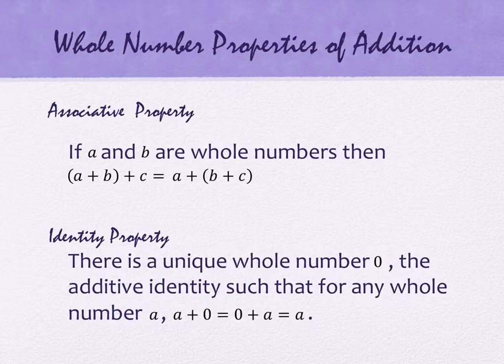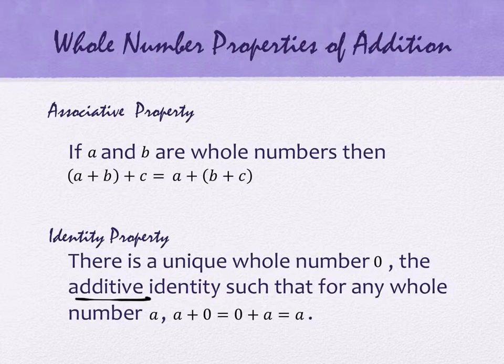And then the identity says that there is a unique whole number 0 called the additive identity. This word additive is important here because we're not always going to have additive identities. We also will have a multiplicative one later. This is the identity property for addition, additive identity, such that for any whole number, A plus 0 equals 0 plus A, it equals A. 0 is the only number that does that, right? No other numbers do.